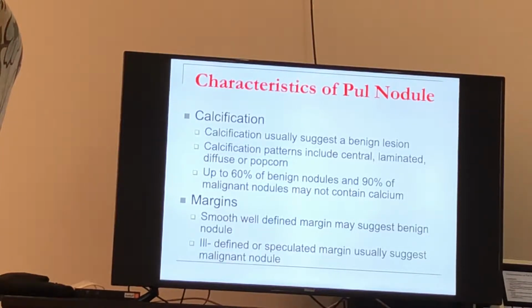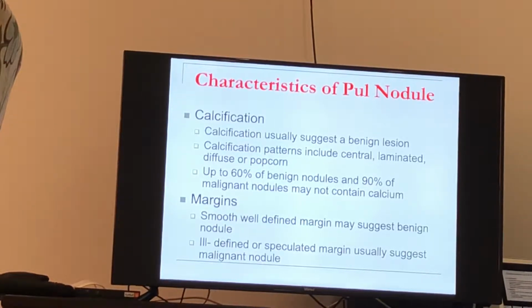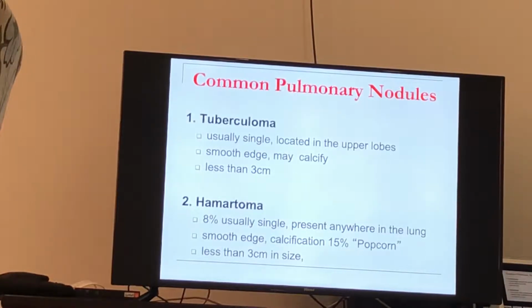The margins, of course, if it's a smooth, well-defined margin, it's most likely to be benign. Doesn't mean it is, but most likely. If it's ill-defined or it has a spiculated border or infiltrative border, that means it's highly suggestive of being a malignant process. What are the common nodules?